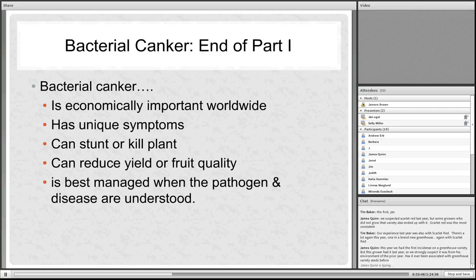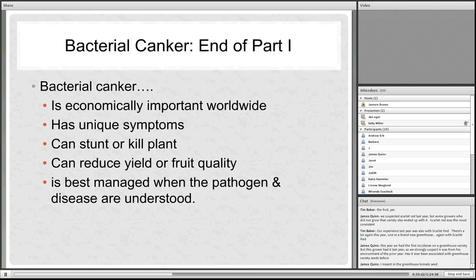And I think there's still some more discussion. So what I meant in the greenhouse tomato seed. So whether it's a greenhouse tomato or the seed grown in the greenhouse, is that what you mean, James? I wouldn't be surprised at all to see that.